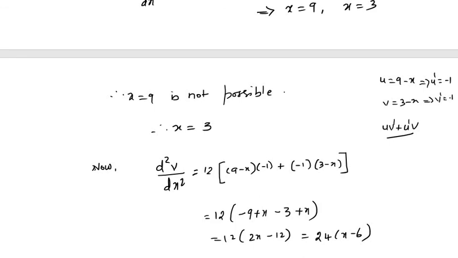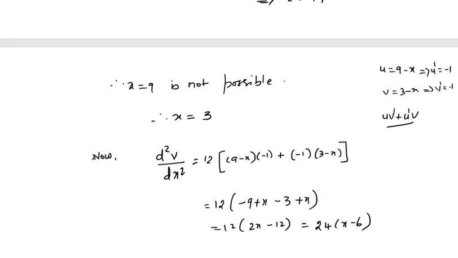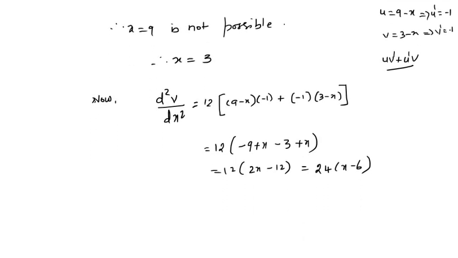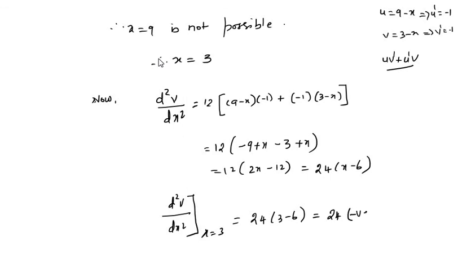Now we have to find d square V by dx square at the critical point. What is the critical point I got here? x is equal to 3. Now, d square V by dx square when x is equal to 3. If I substitute x is equal to 3, 24 into 3 minus 6. Either you can subtract and multiply, or as I told for the earlier problem, 24 into 3 minus x is a negative value.